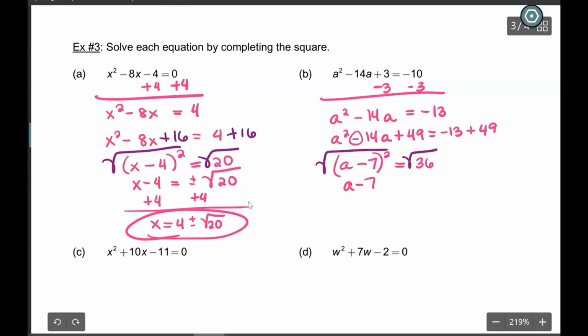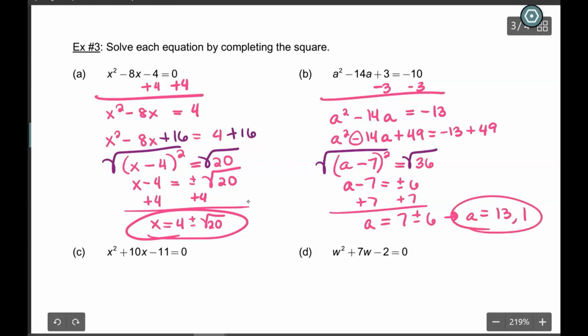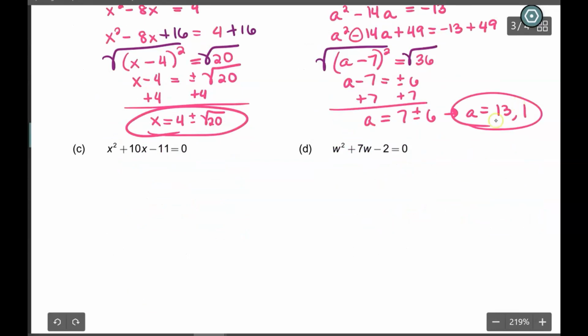I get a minus 7 equals plus or minus 6. Add 7 to both sides. We get a equals 7 plus or minus 6. So I get a equals 7 plus 6 is 13. 7 minus 6 is 1. Okay, let's continue with the next one.